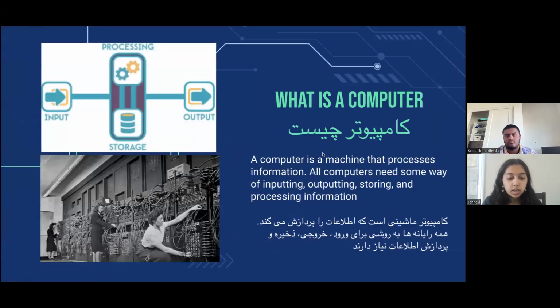So first, what is a computer? A computer is a machine that processes information. All computers need some way of inputting, outputting, storing, and processing information. Computers were originally known as people who compute or do math. I know you all are very proficient in math, so this title would be fitting.